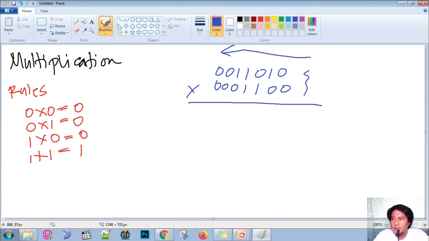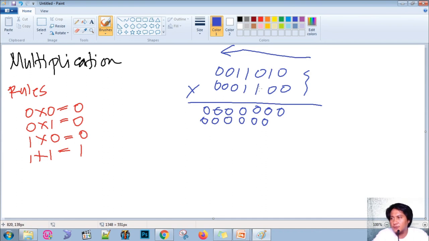So in this case, we just count 1 2 3 4 5 6 7, so we will have 7 zeros. And then on the second one, still we have 7 zeros. So we just write it just like this.